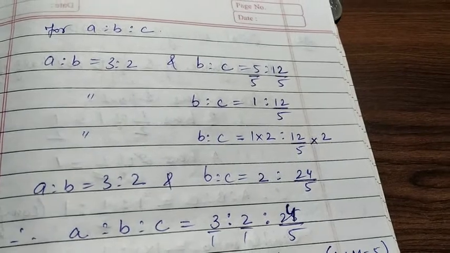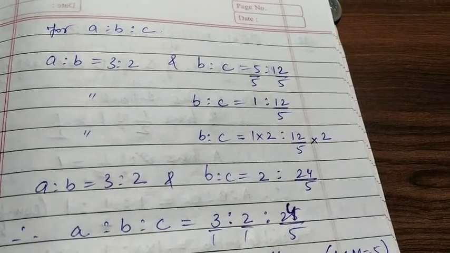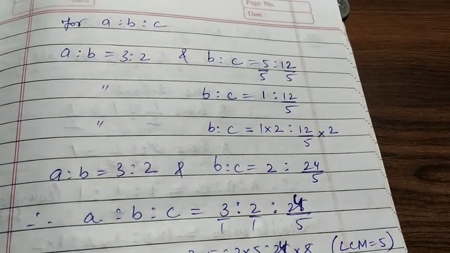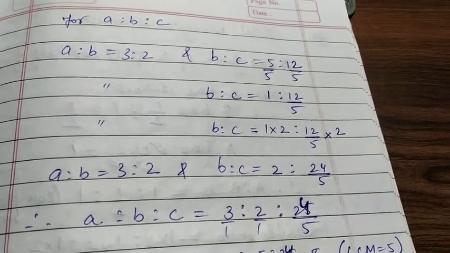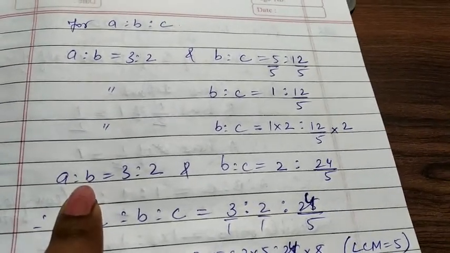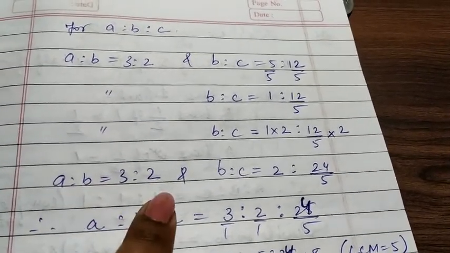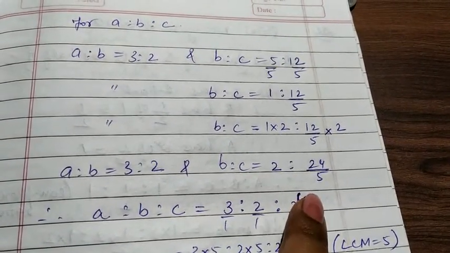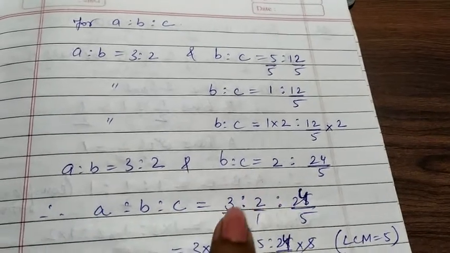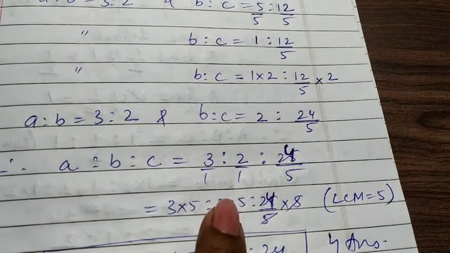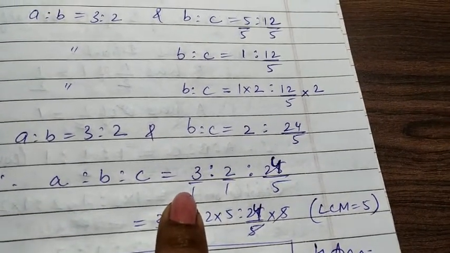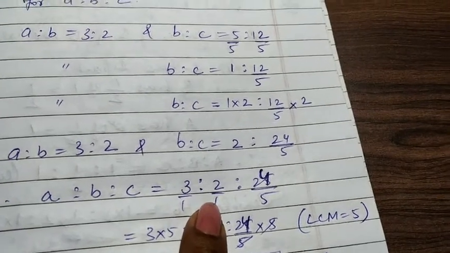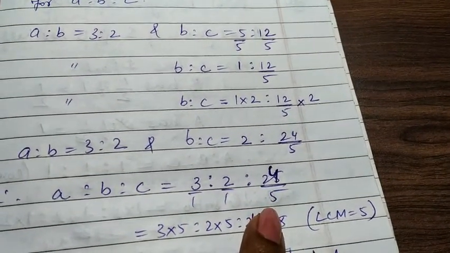So here you got 2:24/5. So now you can say that in this A ratio B, A is 3 and B is 2. Here in B ratio C, B is 2 and C is 24/5. So you can see the value of B is the same. So we can write them in a continued form: A ratio B ratio C, that is 3:2:24/5.